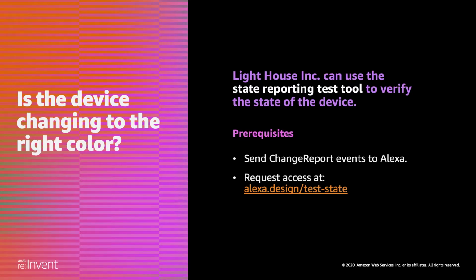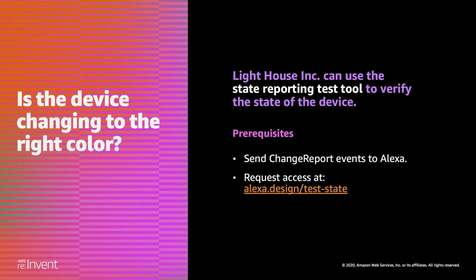Let's assume Lighthouse Inc. has now completed their implementation for the color controller capability. As part of their initial test, they can verify differentiable colors like blue and red with visual verification. But in case of similar looking colors like salmon and orange, they will need a more effective and decisive tool to verify if the device is changing to the right color. Let's say they meet the two prerequisites for using the state reporting test tool. One, they are sending change reports to Alexa. And second, they have been granted access by Amazon to use the tool.